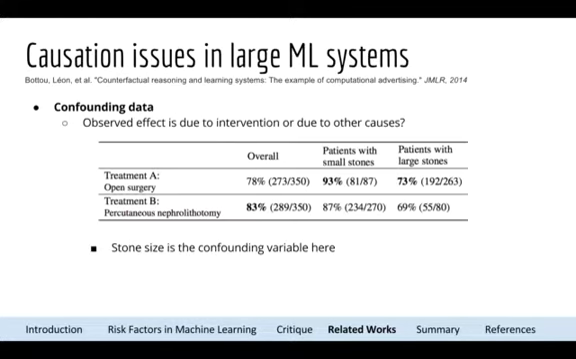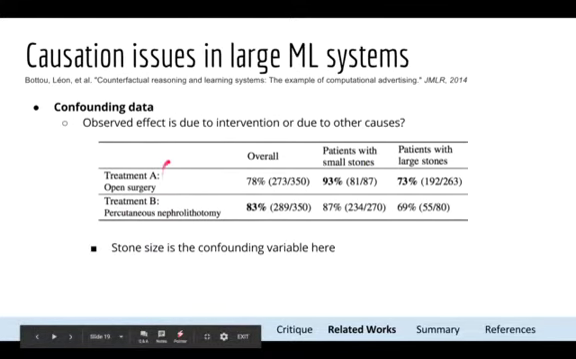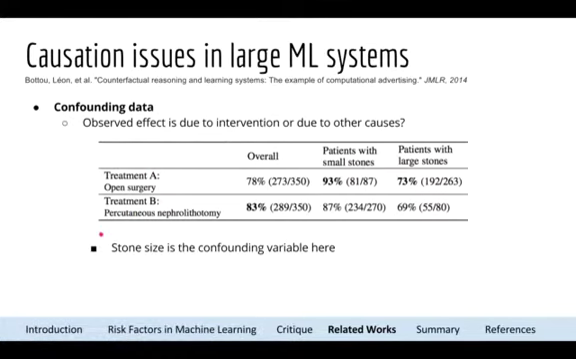Another causation issue in ML systems is the presence and identification of confounding variables. In this example, treatments A and B were applied to patients having kidney stones. If we look at the overall rates, treatment B is better. But if we further divide our treatment and control groups into patients with small stones and large stones, we see a different story, with A doing better.